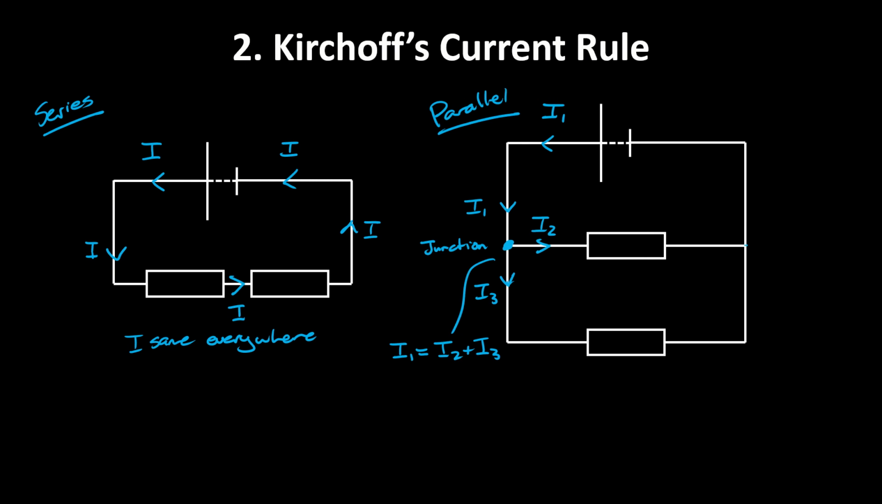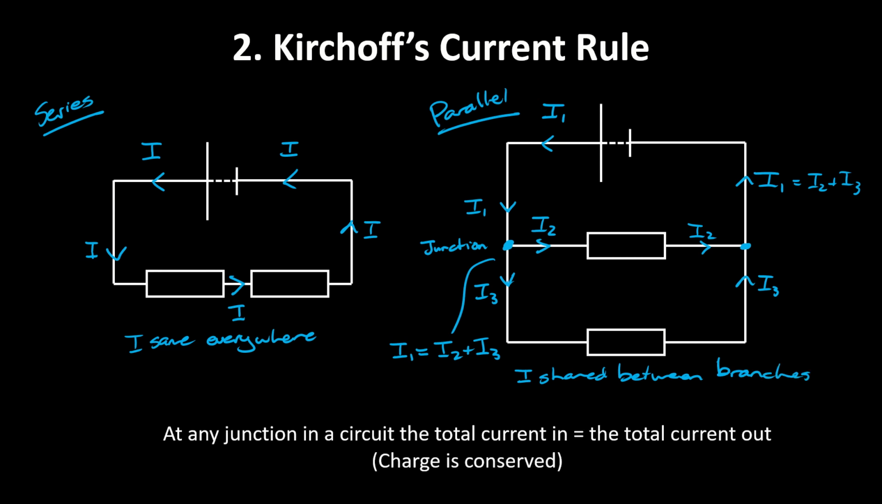Now, on the other side, over here at this junction, we've got I2 and I3 coming into that junction, and we'll have another current coming out, and this one must actually be the same as I1, which will again be I2 plus I3, okay? So the current is shared between the branches. The way you can say that in a general sense is that at any junction in a circuit, the total current going in equals the total current going out. That's charge being conserved. So that's Kirchhoff's current rule.